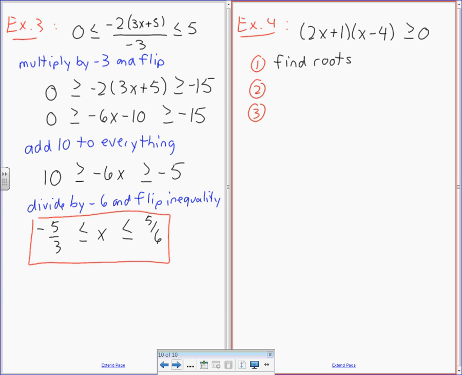Number 2, do a very rough sketch. A very rough sketch. Okay, number 2 is a mandatory step. All right, because what people will do, Matt, is on their test, they will just try and say both those are greater than 0, which they are not. And number 3 is find when the graph is above 0.